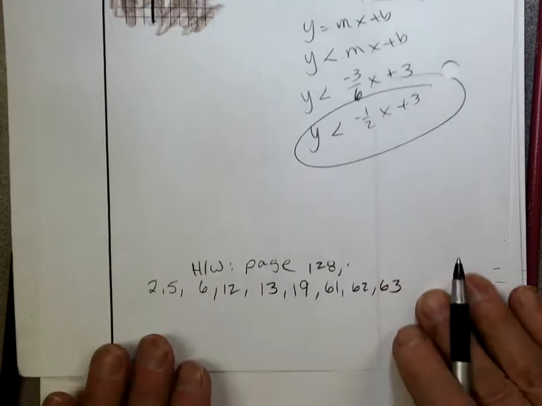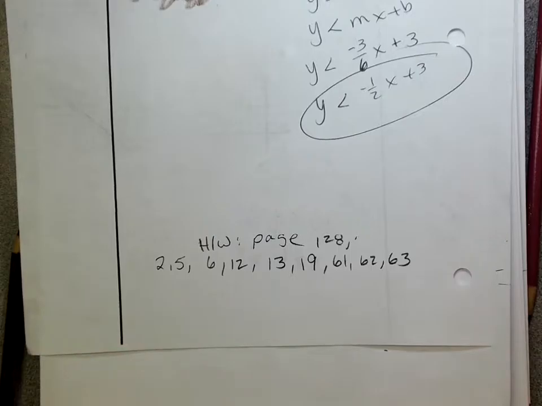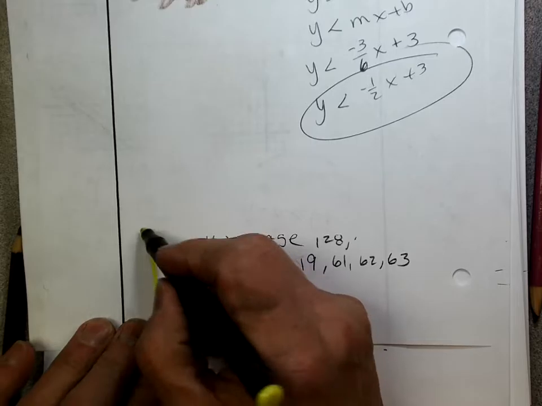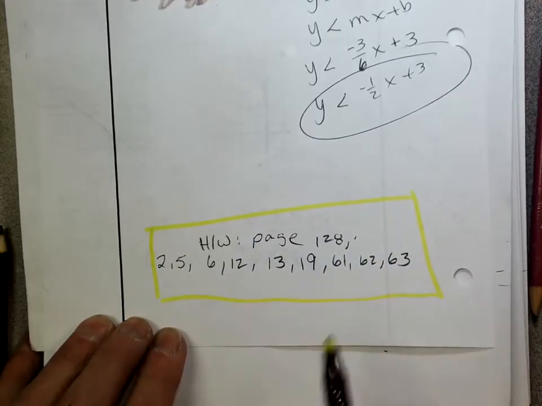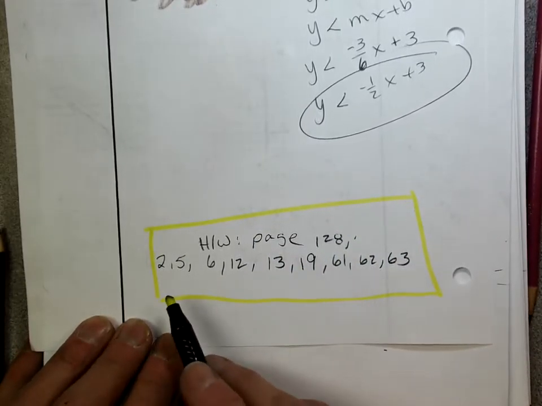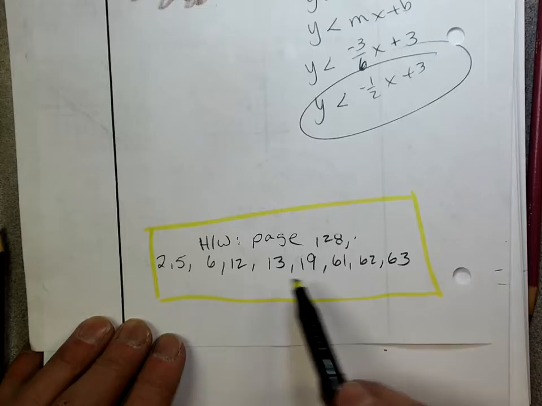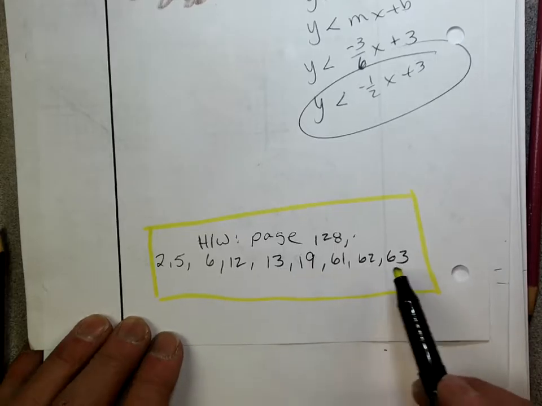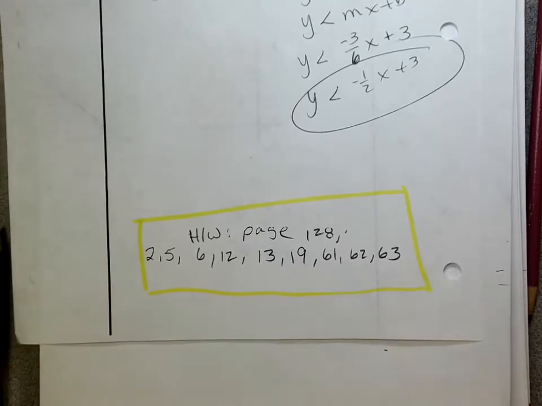So homework for today. Here we go. And if you need graph paper, I've got some graph paper in my bottom drawer of my desk, and if you ask the substitute nicely, I'm sure she can get you some. So here's our homework. Page 128, 2, 5, 6, 12, 13, 19, 61, 62, and 63.